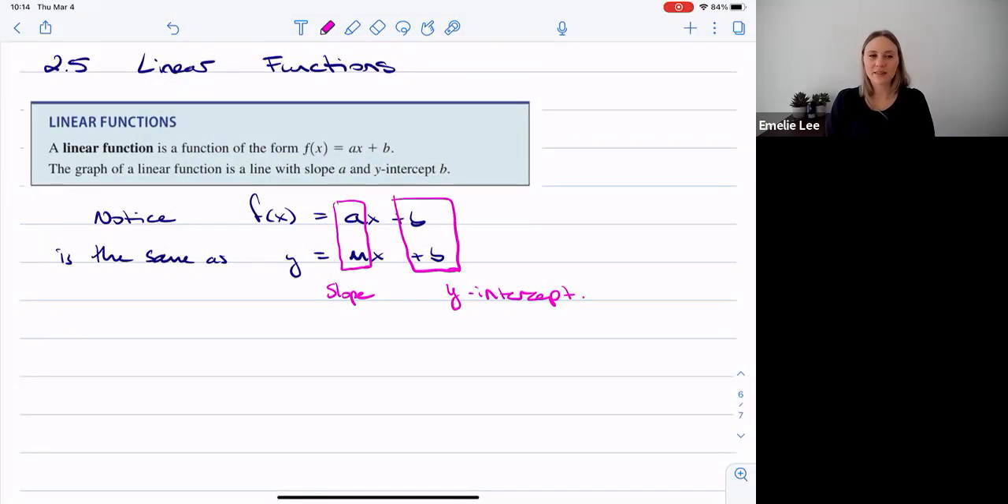So just get in the habit of seeing, okay, if there's one x and potentially a y-intercept, right, so plus some constant, then you have a straight line and you know how straight lines behave. Okay?